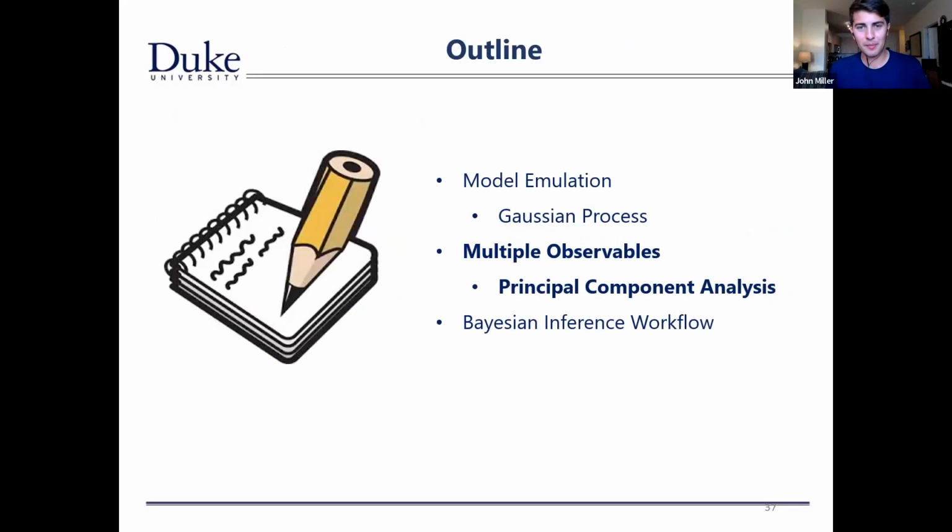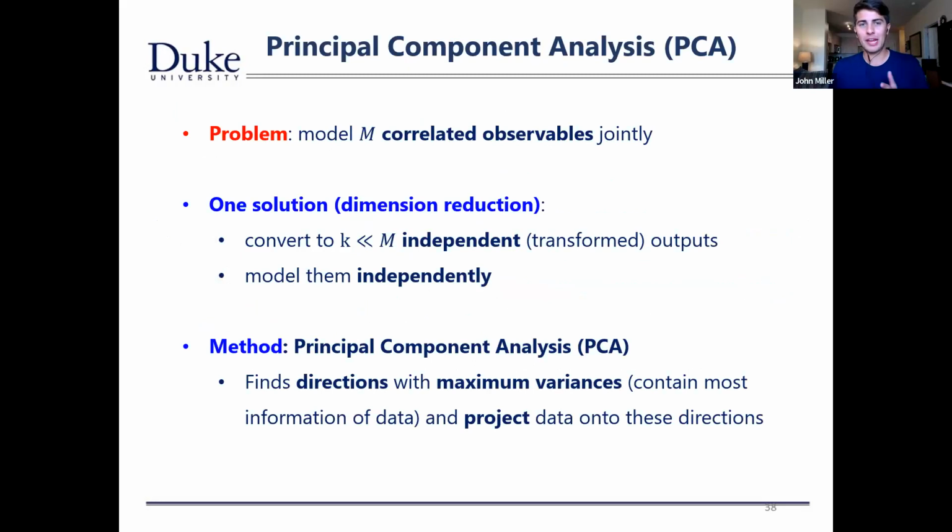And so now let's talk about doing emulation with multiple observables. In many problems, we're going to have some big number M of correlated observables. And correlation is tough to deal with in general. So what we want to do is reduce the dimensionality of our problem. It would be great if we could take M correlated observables and reduce down to some smaller number K of transformed outputs, which are independent from one another. And then if these things are independent, we can model them independently and do as we did before.